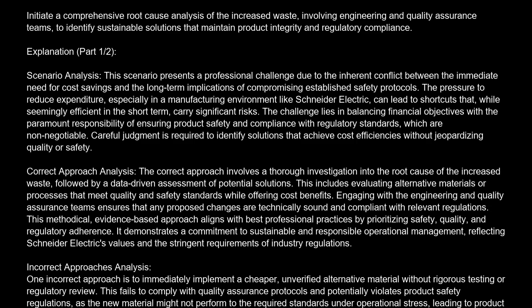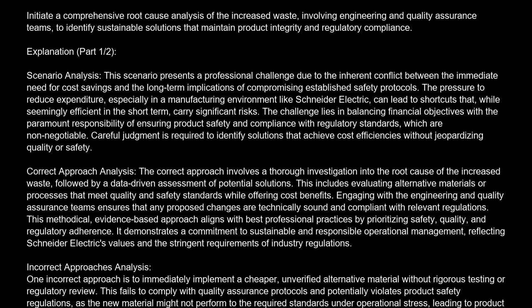Explanation. Scenario analysis. This scenario presents a professional challenge due to the inherent conflict between the immediate need for cost savings and the long-term implications of compromising established safety protocols. The pressure to reduce expenditure, especially in a manufacturing environment like Schneider Electric, can lead to shortcuts that, while seemingly efficient in the short term, carry significant risks.